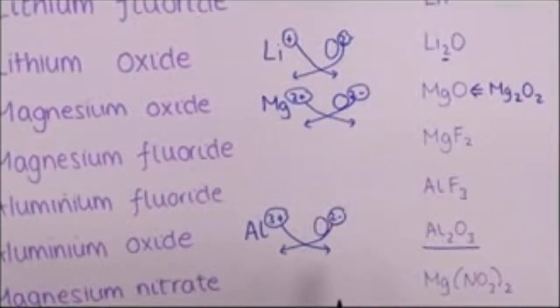The cross method is really useful, particularly if they've given you the formula of an ion that you've never heard of before and you're just trying to do things quickly, but just make sure that you are simplifying your ratios at the end.